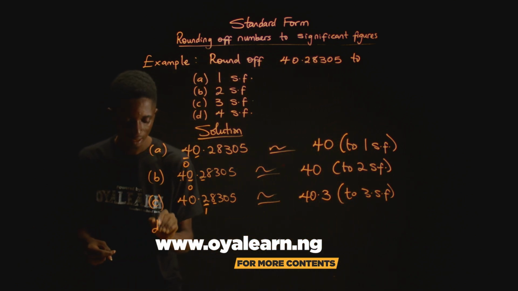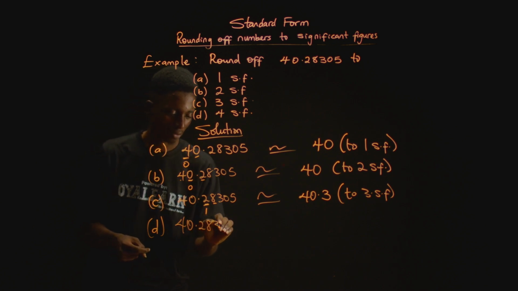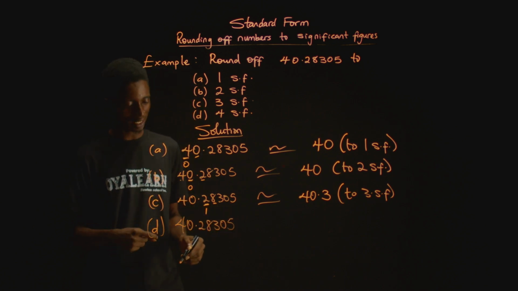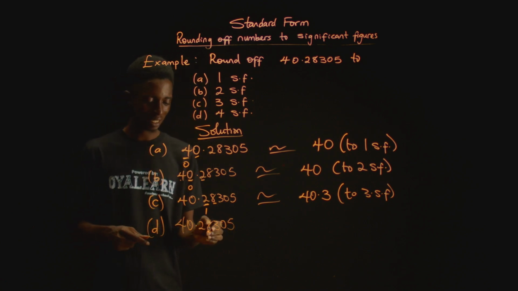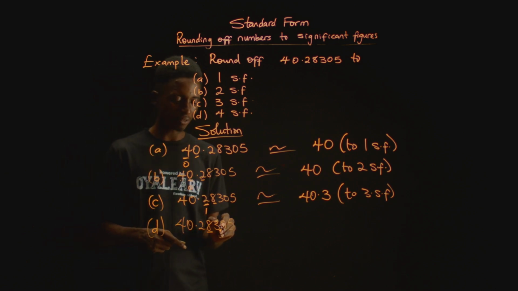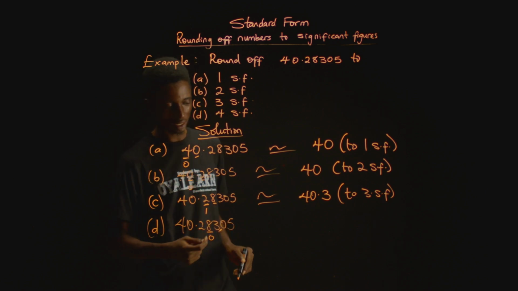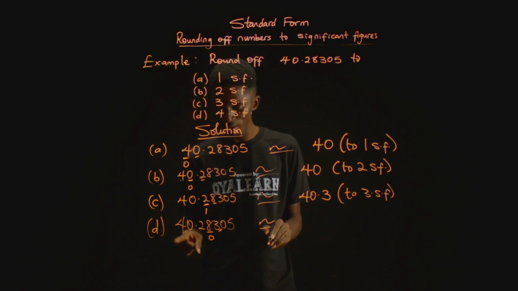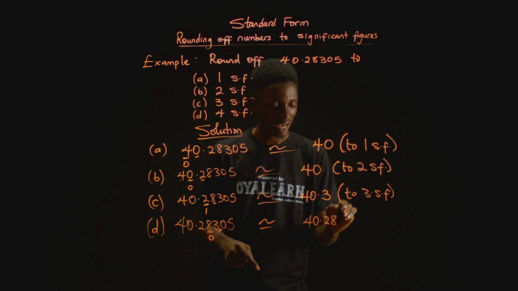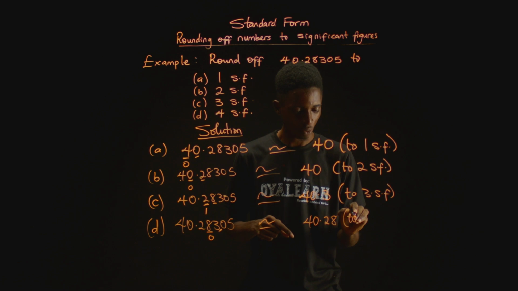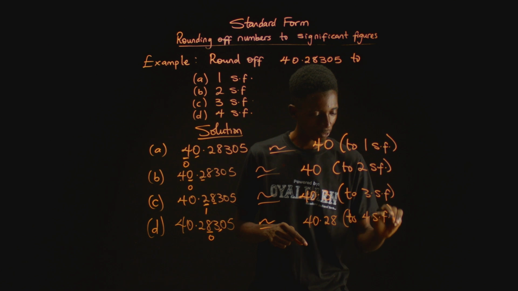And then finally, D. 40.28305 to 4 significant figures. And the digit at the 4th significant place is 8. And next to 8, we have digit 3, which implies that we are rounding down. So we are adding a 0 this time. Now this gives us approximately 40.28. And always tell this. So we are saying to 4 significant figures.